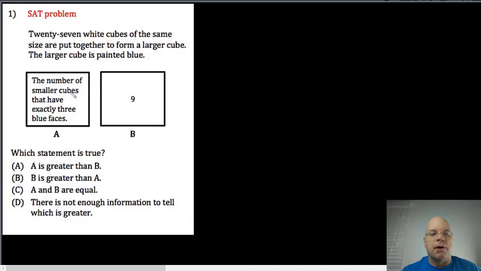It's a quantitative comparison problem, so we're comparing the quantity in box A to the quantity in box B. The quantity in box B is 9. The quantity in box A would be the number of smaller cubes that have exactly 3 blue faces after we paint the large cube. So we need to draw a picture to be able to visualize this large cube. If I have 27 white cubes, you may know right away the dimensions of the larger cube, but if you don't, drawing a picture will certainly help.